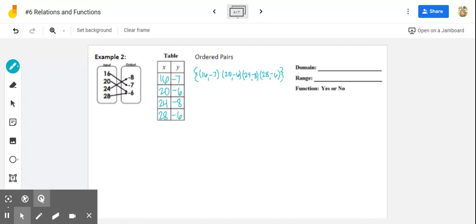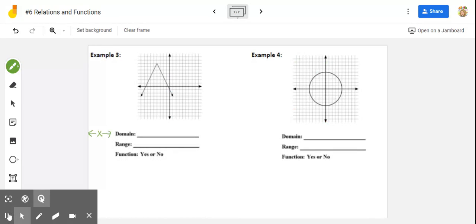In example 2, you can see the different formats of this mapping as a table and ordered pairs. And now we're going to figure out its domain. As you can see, your mapping diagram also gives you your domain and your range. Your inputs are your domain from least to greatest, and your range is how low to how high. Now, the question is, is this relation a function? And the answer is yes, it is, because for every x, there is only one y.